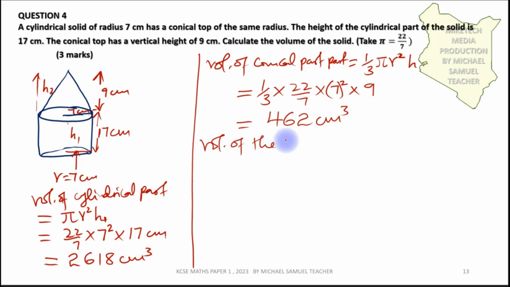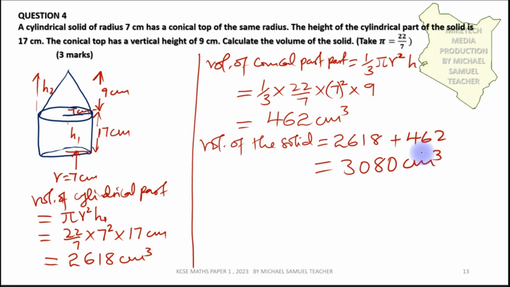So the volume of the solid will be the sum of the volume of the cylindrical part, which is 2618, plus the volume of the conical part, which is 462. Here we add them together, and we get 3080 centimeter cube, and that is the volume of the solid.